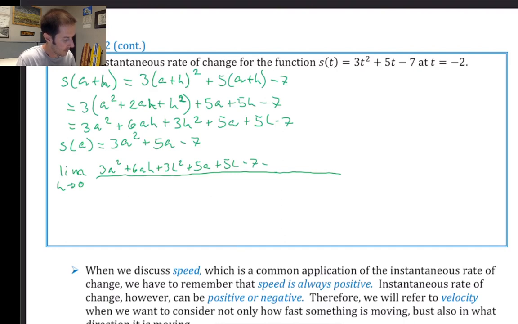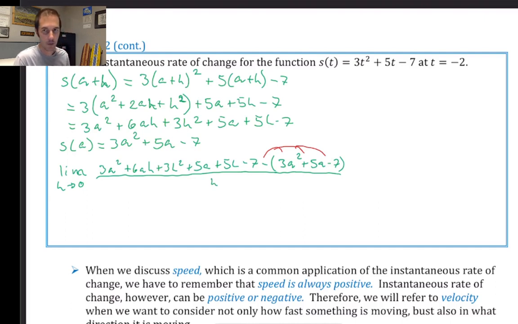minus, now I'm going to do a, I don't want to do that. I was going to do a little shortcut, but minus s of a, which is 3a squared plus 5a minus 7. And we will, of course, need to distribute this minus sign and switch the sign on all of those terms. Don't forget your denominator of h.